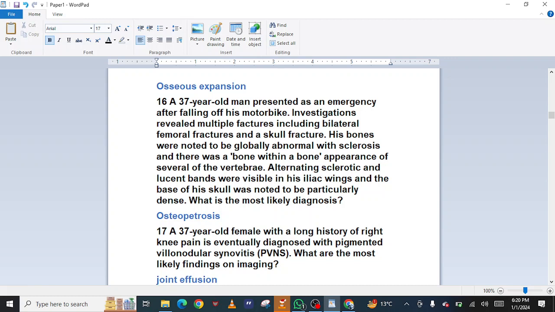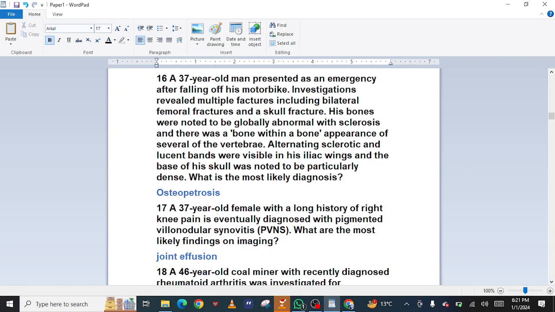16. A 37-year-old man presented as an emergency after falling off his motorbike. Investigations revealed multiple fractures including bilateral femoral fractures and a skull fracture. His bones were noted to be globally abnormal with sclerosis and there was a bone-within-a-bone appearance of several of the vertebrae. Alternating sclerotic and lucent bands were visible in his iliac wings and the base of his skull was noted to be particularly dense. What is the most likely diagnosis? Osteopetrosis.